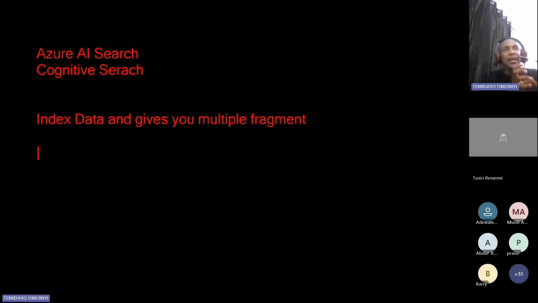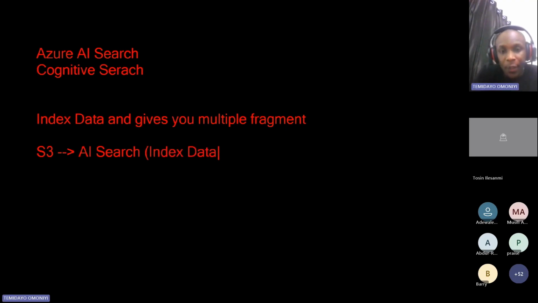Let's assume that I have data in a storage account, like an S3 bucket. So I'm using an S3 bucket as my storage account, right? What I'm going to do now is index that data. So I use what I call AI Search, rather. I index the data. Indexing basically means I'm breaking those data out into multiple fragments. After the indexing, you now take it to Azure OpenAI API.